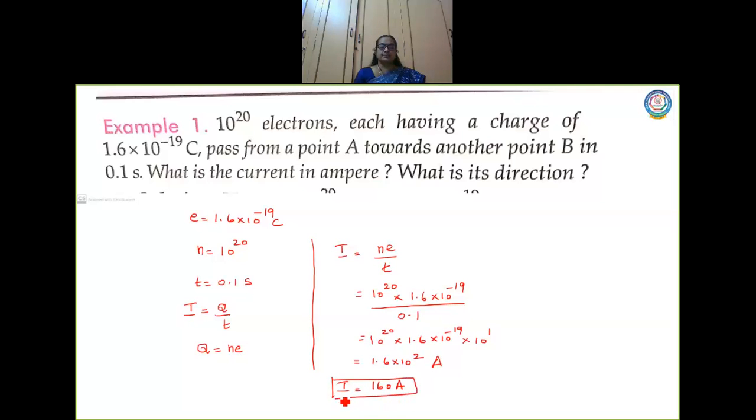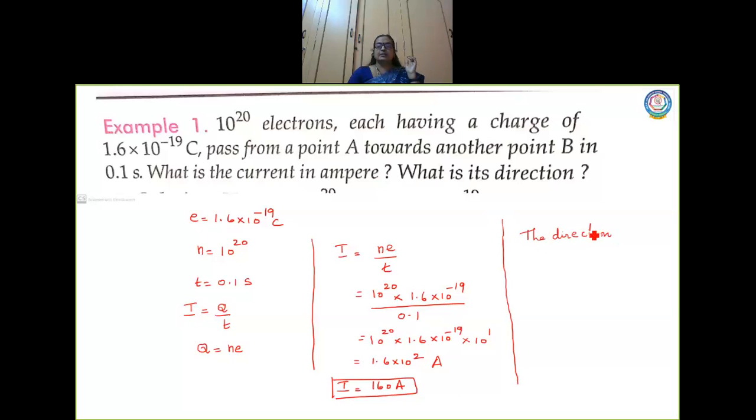It is just a direct substitution of the formula. Very simple sum. Clear? Now, the current I have found out. What is its direction? Look at the direction of the electron. The electron is moving from point A to point B. So what should be the direction of current in this case, children? Can anybody make any guess? What is the conventional direction of current we have discussed in 10th standard? Here I didn't mention the direction of current.